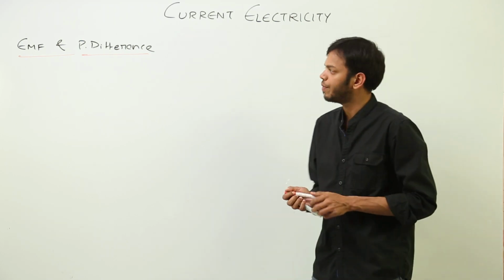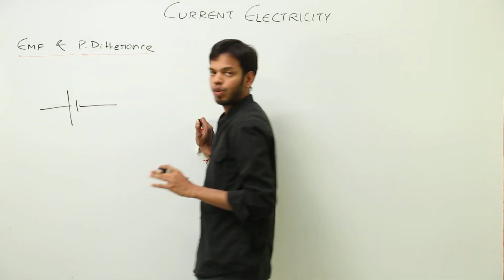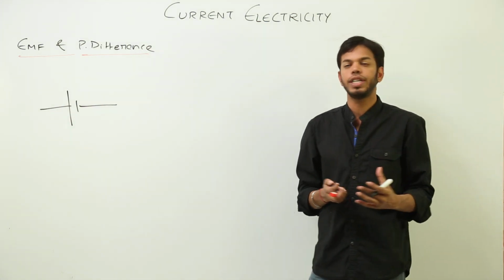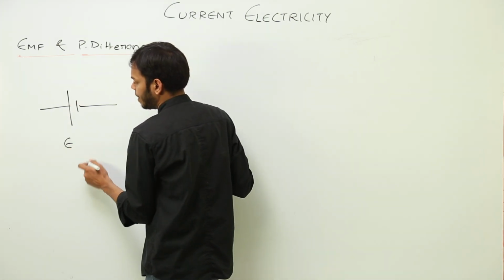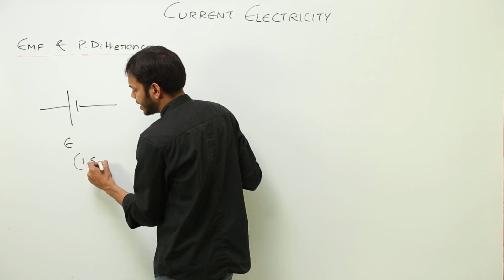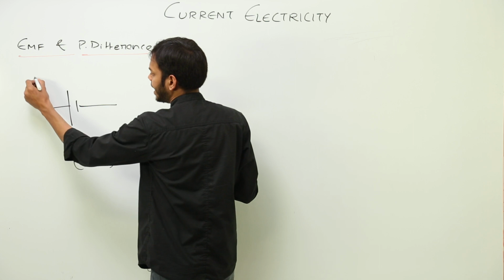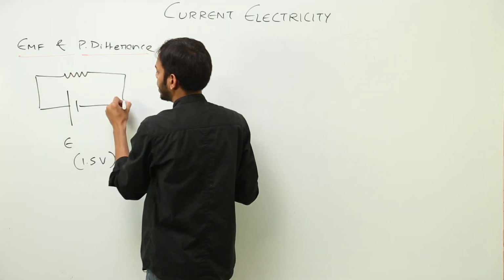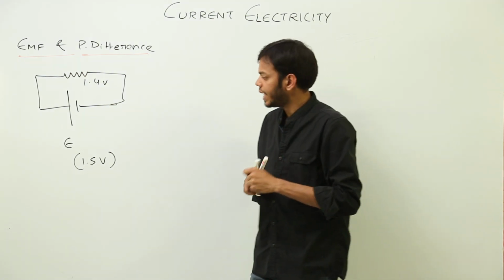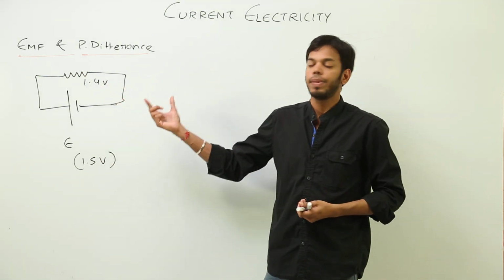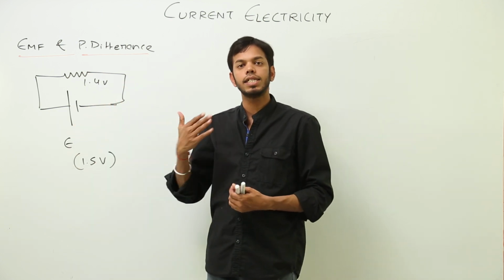Now, as we have discussed before, the EMF of a cell is electromotive force, which is actually not a force. It is the maximum terminal voltage across its terminals. That is, suppose this is a cell of EMF E. For example, let's say this is 1.5 volts. Now, when this cell is connected across an external resistor, the resistor will get only 1.4 volts or even less than that. So where is this 0.1 volt going? The 0.1 volt is consumed within the cell by the internal resistance of the cell.